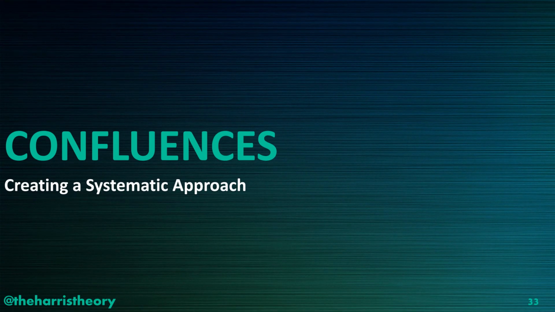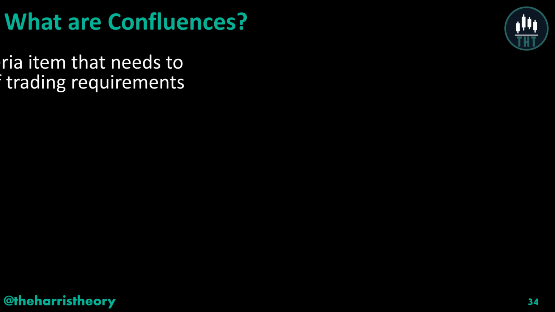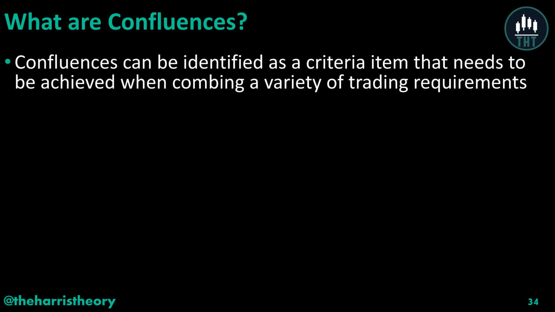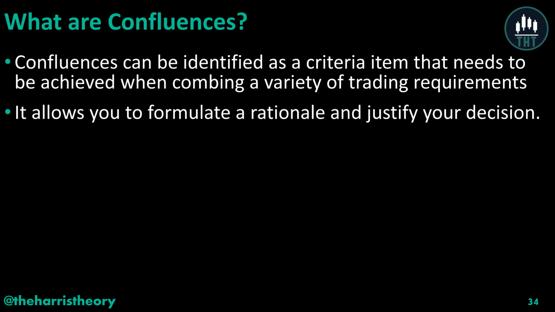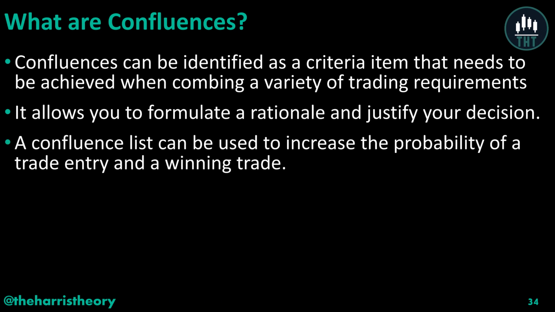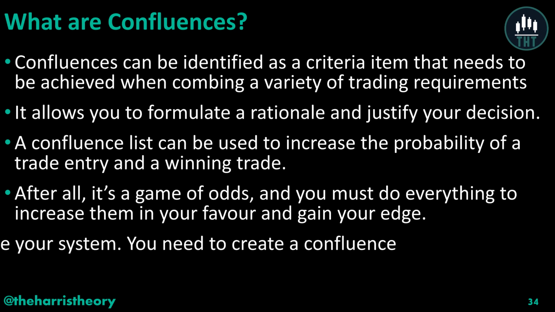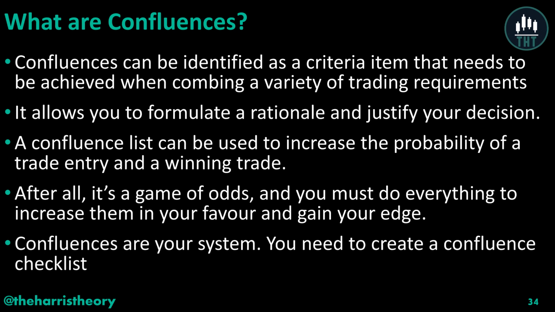Confluences. Creating a systematic approach. What are confluences? Confluences can be identified as a criteria item that needs to be achieved when combining a variety of trading requirements. It allows you to formulate a rationale and justify your decision. A confluence list can be used to increase the probability of a trade entry and a winning trade. After all, it's a game of odds, and you must do everything to increase them in your favor and gain your edge. Confluences are your system. You need to create a confluence checklist.